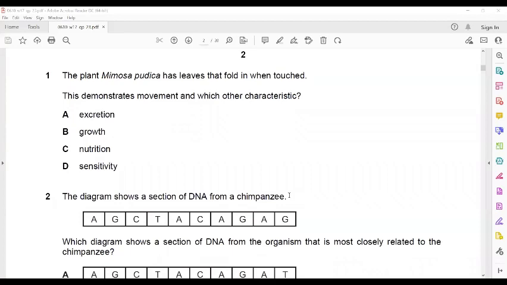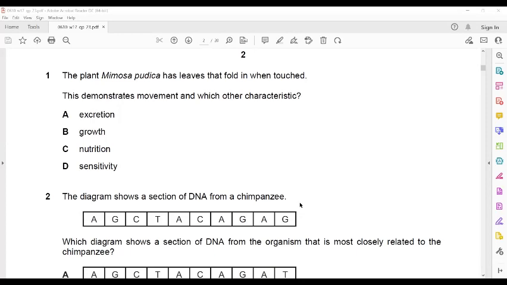Okay, the time is 9 and today is 14th April 2022. And we have discussion on the past papers. Question paper code is winter 2017 and component 23. Shall we start? Question number one, the plant Mimosa pudica has leaves that fold in when touched.